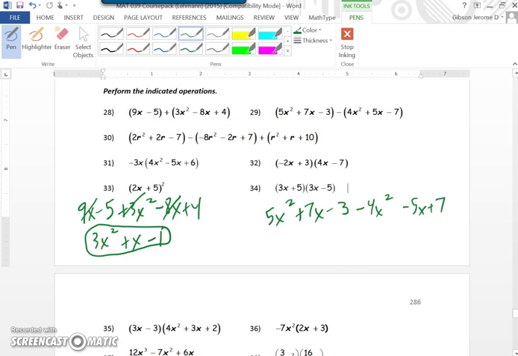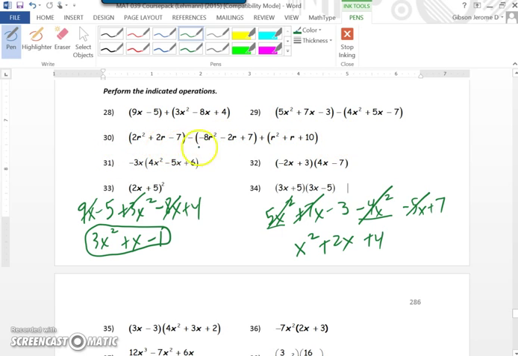Now, we combine the like terms. 5x² minus 4x² is x². 7x minus 5x will give us a positive 2x. And negative 3 plus 7 will give us a positive 4. So that would take care of problem 29.